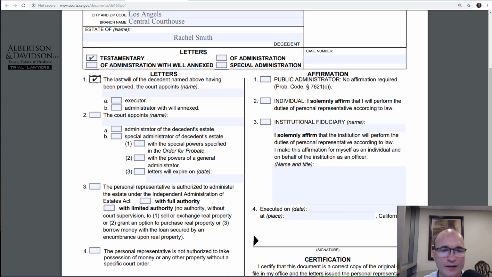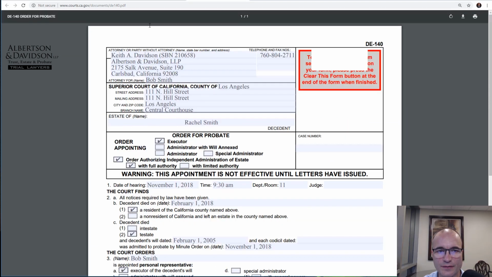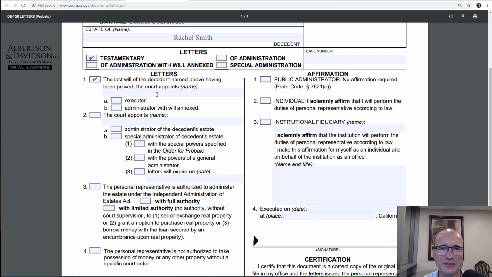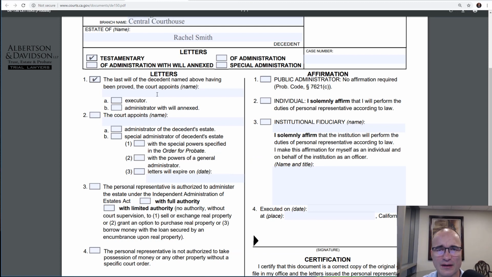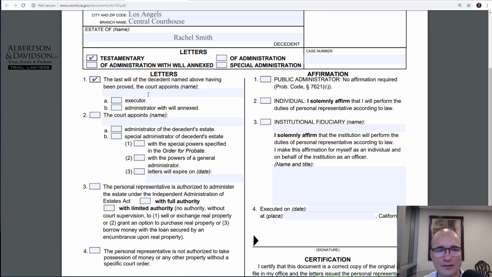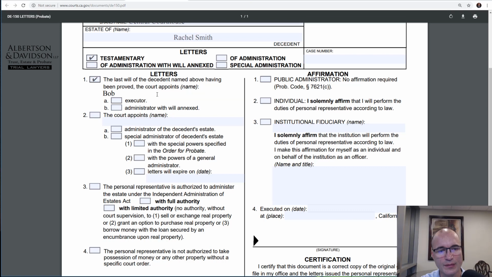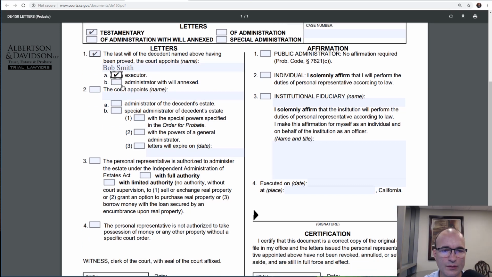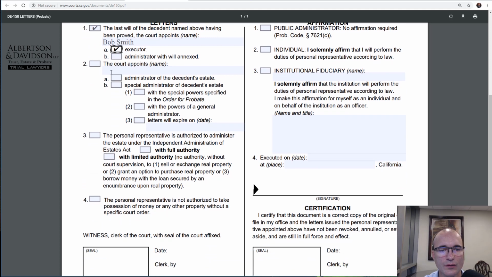So now we're going to say the last will of the decedent named above, having been proved, meaning that there's an order right here for probate. Probate really just means proving the will is accurate. That's all probate means. And so that's what this form is saying, is that the will's been proved as being valid, and the court appoints Bob Smith as executor. Here's these terms again. So you got to know what these terms are. Or the court appoints somebody as administrator, all these terms.